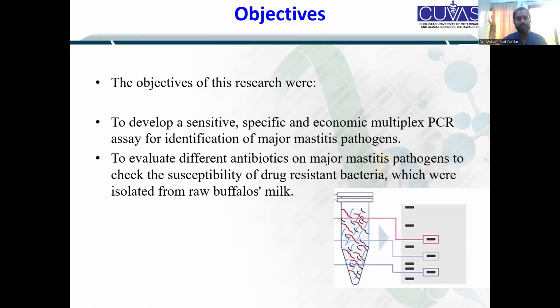The objective of this research was to develop a sensitive, specific, and economic multiplex PCR assay for identification of these major mastitis causing pathogens, and then to evaluate different antibiotics on major mastitis pathogens to check their susceptibility and drug-resistant bacteria, which were isolated from raw buffalo milk, as shown in this figure.